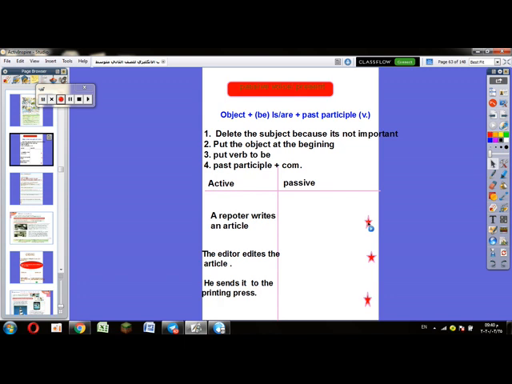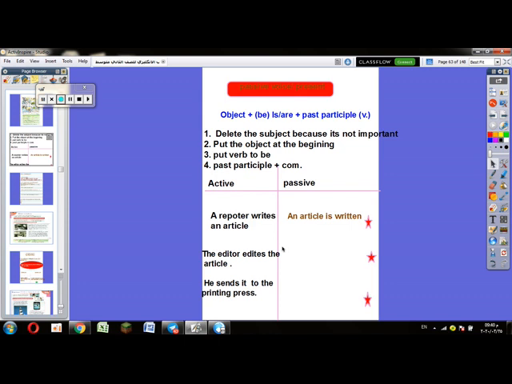So when we change to passive, guys, the meaning before we start answering the question now. Okay. An article is written. So an article, the object, we put it at the beginning of the sentence. Then is, which is verb to be. Then we change the main verb to past participle. So all we did, we delete the subject because it's not important.